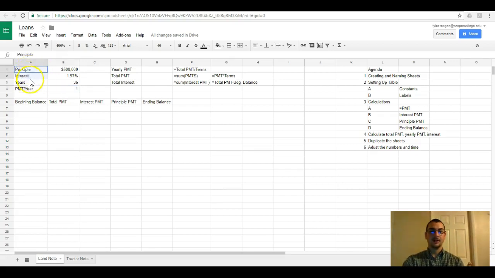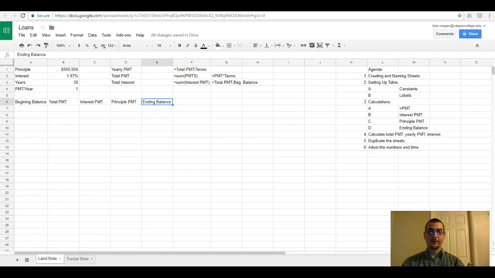So to create an amortization table, the first thing you need to do is set up these constants up here. You want to say, all right, principal, your interest, the number of years that this note will take to pay off, and how many times you are going to make a payment per year. Then you want to set it up where you have these categories down here. You want beginning balance, total payment, interest payment, principal payment, and ending balance. So make sure that you have all of these in place and go ahead and set up your constant values there before you really start calculating some of these values.